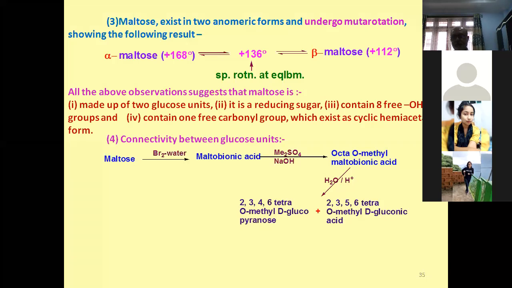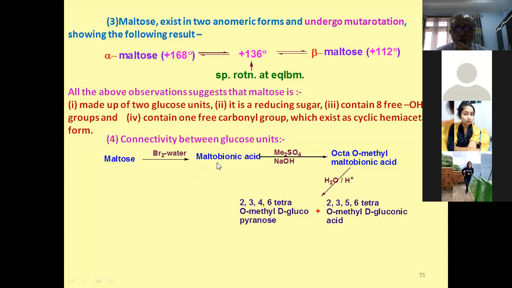Sir, it will convert OH to OCH3. All the free OH groups, whatever free OH groups are there, will be methylated. The OH will become O-methyl. Dimethyl sulfate is a methylating agent. Okay, we'll see some mechanism of that one.